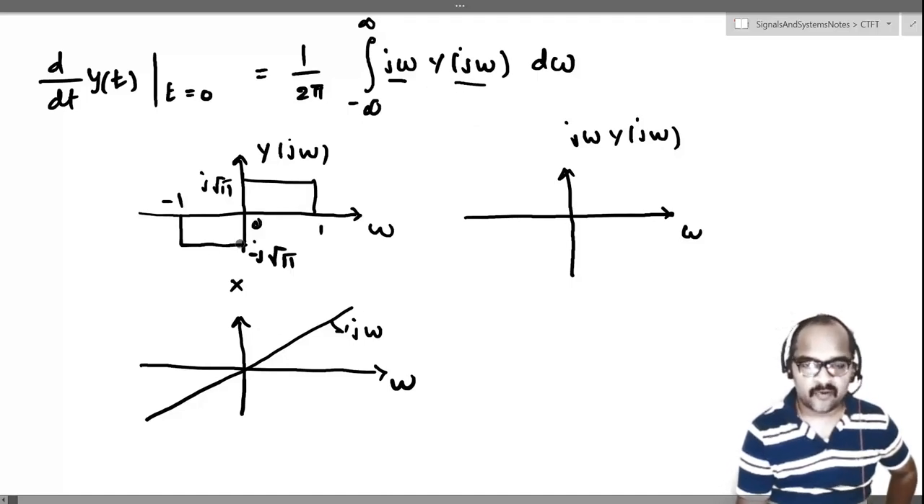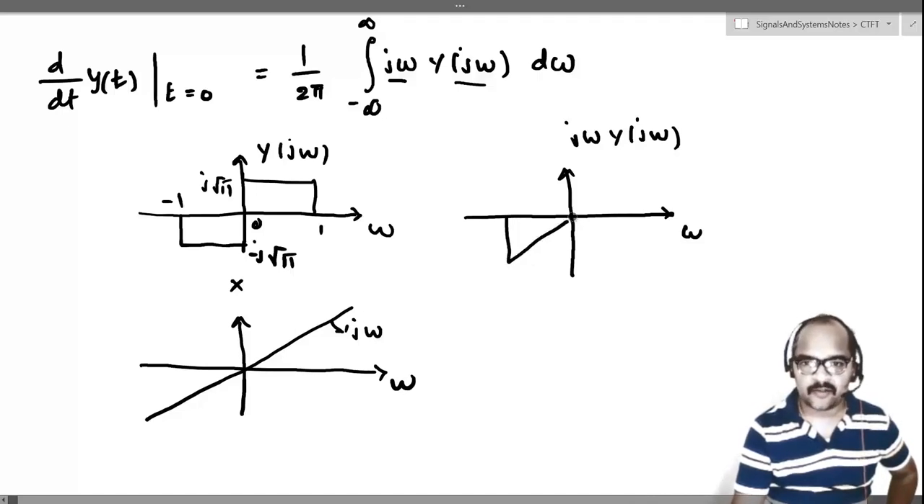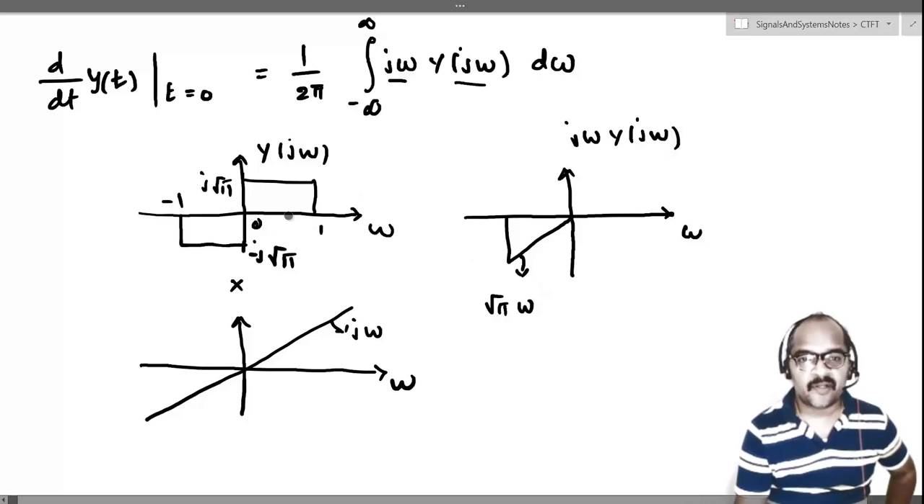So from -1 to 0, this fellow is minus j root pi. This fellow is j omega. So minus j root pi multiplied with j omega would be root pi omega, and hence how does the plot look? And this function starts at -1, and hence you get like this. So what is the equation of this line? Root pi omega. Similarly, from 0 to 1, what happens here? From 0 to 1, the function value is j root pi, and this is j omega. So j root pi multiplied with j omega would be how much is that? Minus root pi omega, means the plot will look like this.